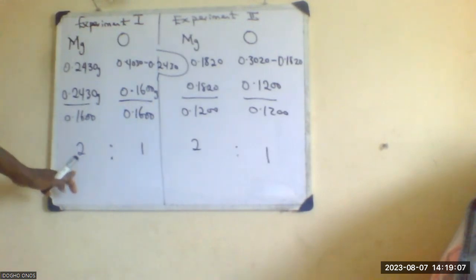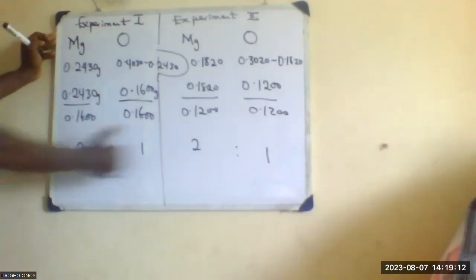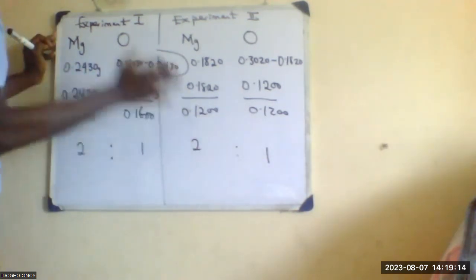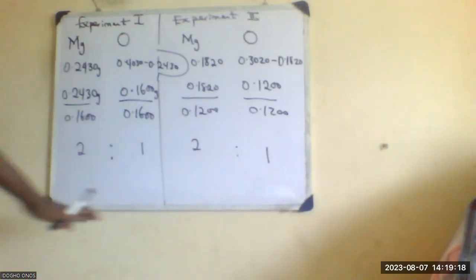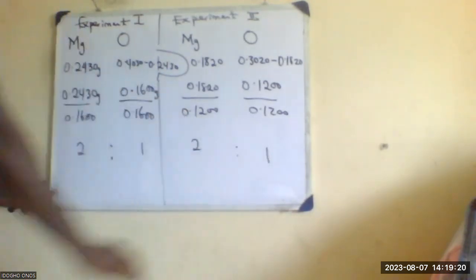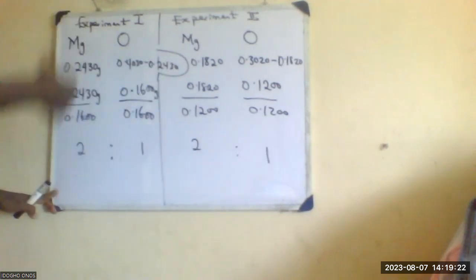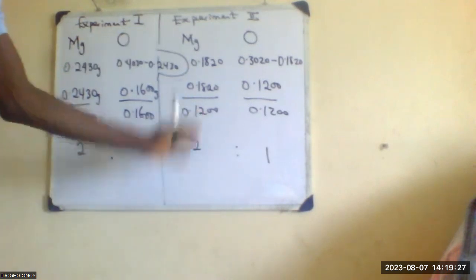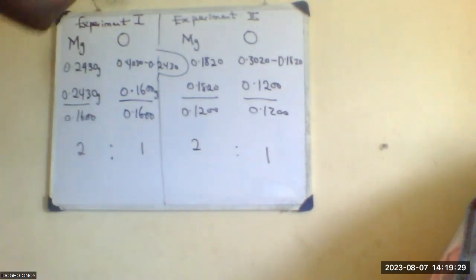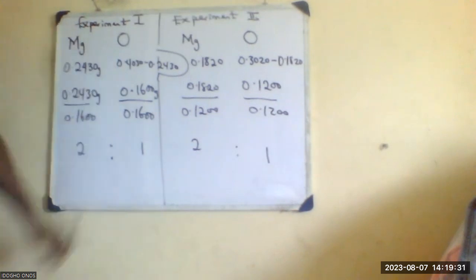So if I was having here 1 to 2 and I'm having here 1 to 4, it would be the law of multiple proportion. But since both ratios are the same, you will now say that the experiment is in accordance with the law of constant composition or definite proportion, irrespective of the method that was used.